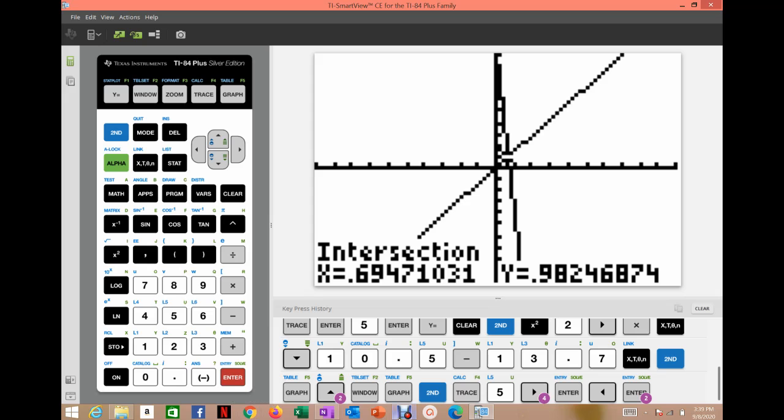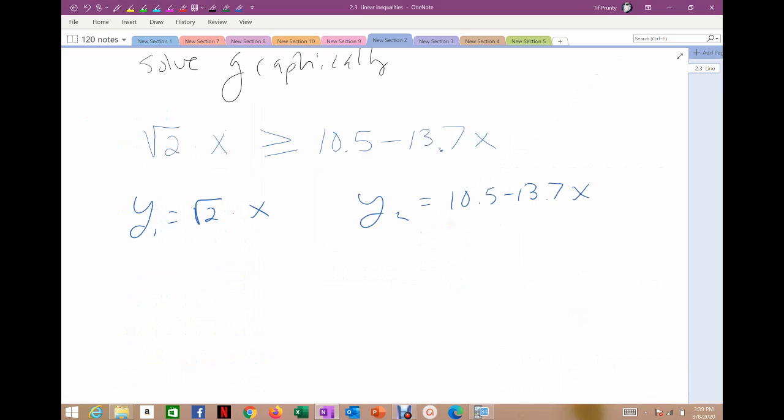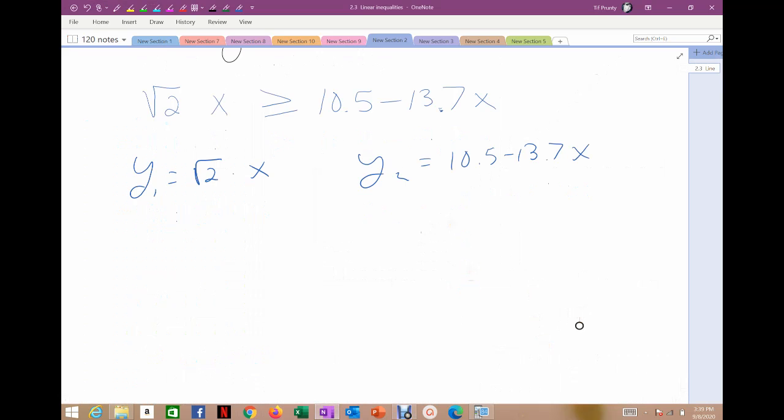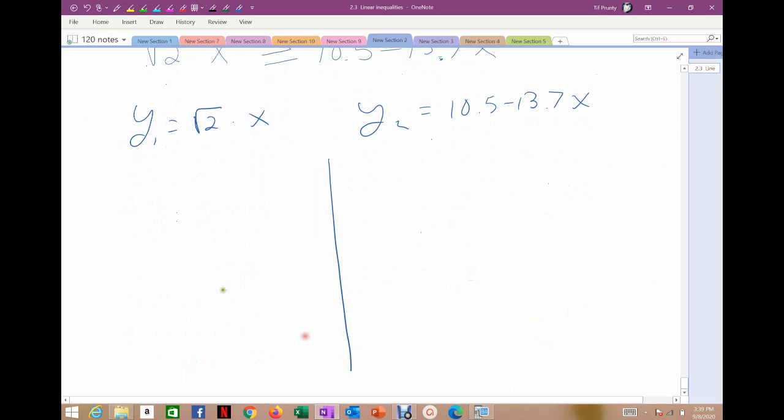And so now I'm going to go back and plot the points on my paper. So there's my x-axis, there's my y-axis. And so they meet really close to the origin here at the x value 0.694. Alright, the first function actually almost cuts right through that.